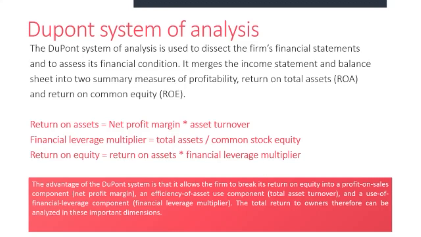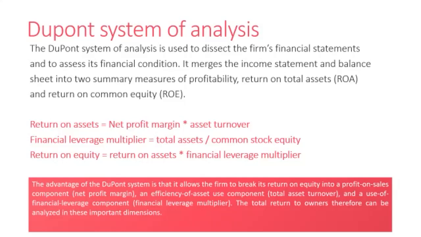We want to find out how the firm uses all of these to create profits, or to be profitable. What's their financial position? So it's a mixture of ratios. So here, return on assets, we use the net profit margin multiplied by asset turnover, right?